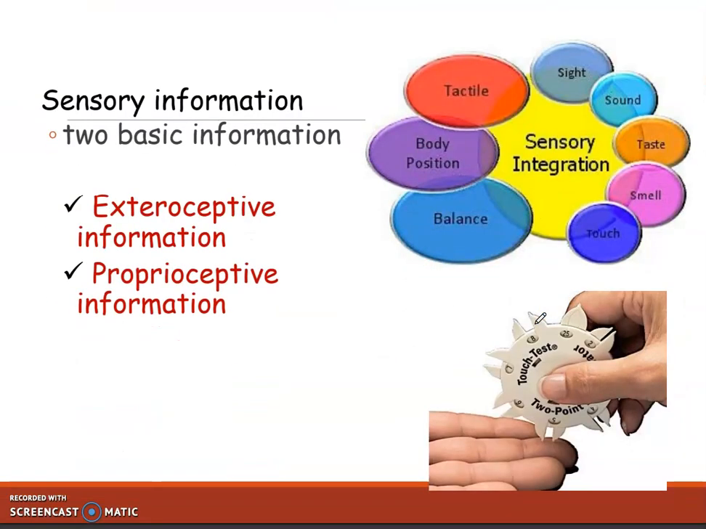And there are two types of sensory information. This is the exteroceptive information and proprioceptive information. Exteroceptive means information coming from outside, and proprioceptive means information coming from inside.